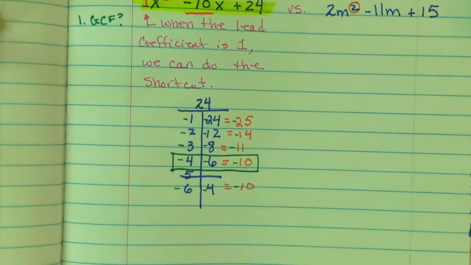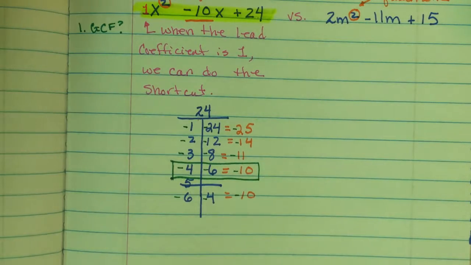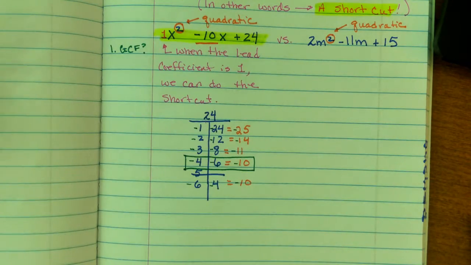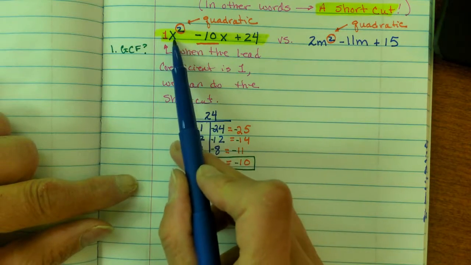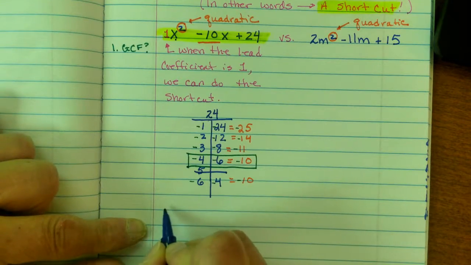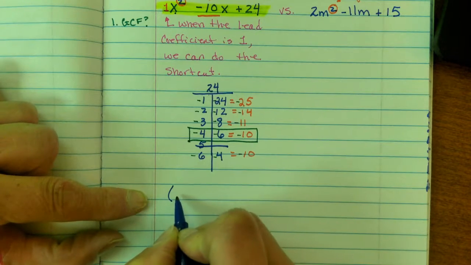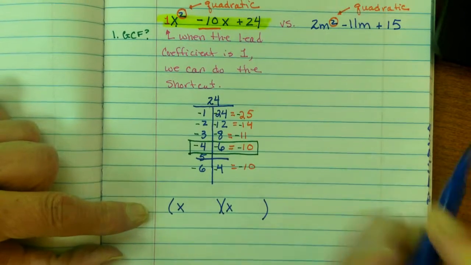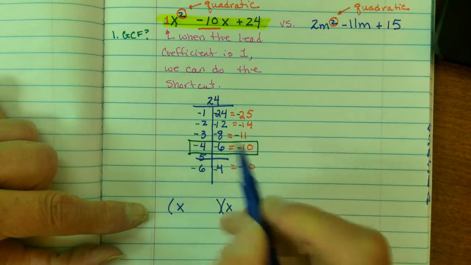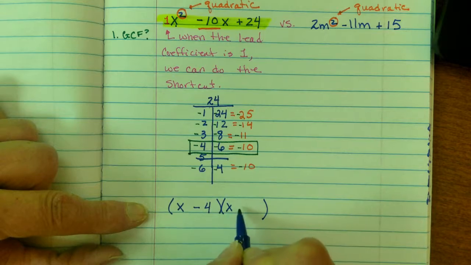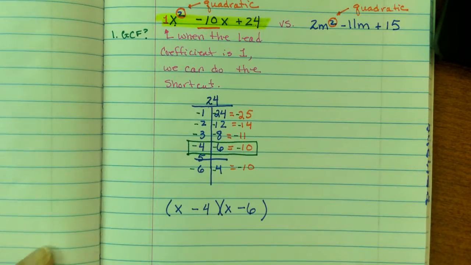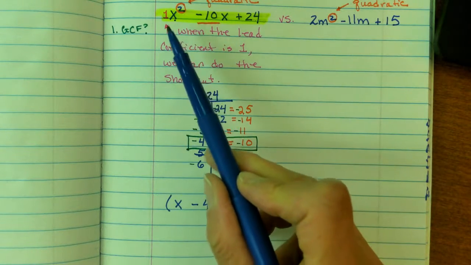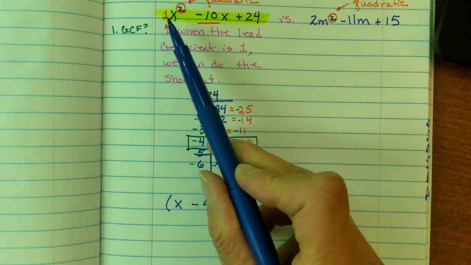So now here's the shortcut. Let me back this out a little bit so we can see the whole thing. Okay, so what are my factors of x squared? My factors of x squared are x times x, and what did I choose here? Negative 4 and negative 6. Okay, so I have just factored. That was a quick and easy way, and the only reason it worked was because this was a 1.